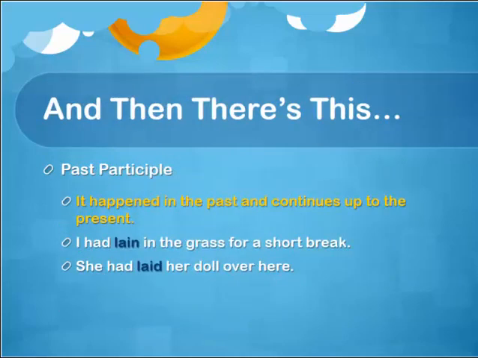If we go even further and look at the past participle, this is to say that something happened in the past and it continues up into the present, and our words change once again. So: I had lain in the grass for a short break, and she had laid her doll over there. So one more time, lain, in this case, means recline. Laid means to place or to put it down.